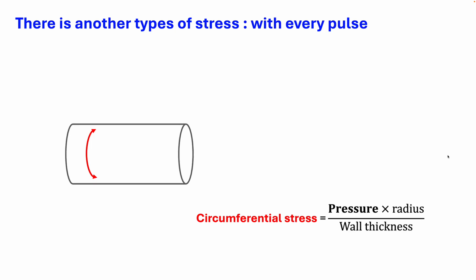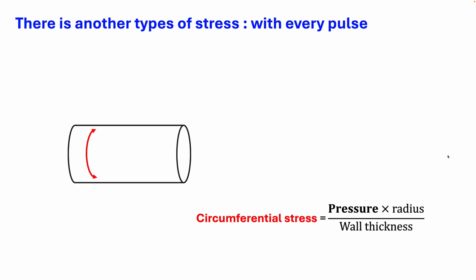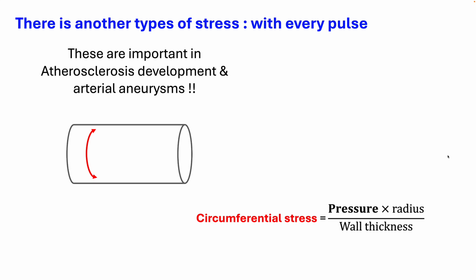There's another type of stress that comes with every pulse, that's a circumferential stress, and it depends upon the pressure and the radius and is inversely proportional to the wall thickness. And this is important in atherosclerosis development and plaque ruptures and also arterial aneurysms.